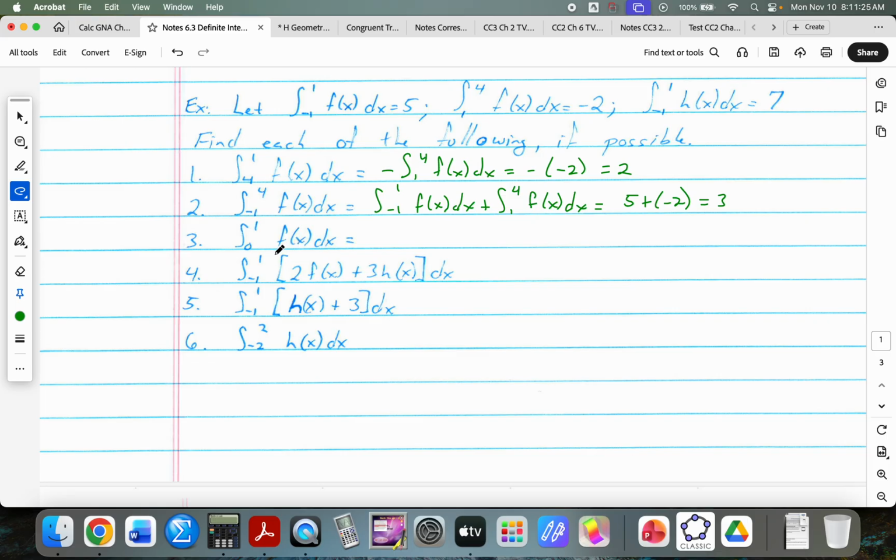All right, what about the integral from 0 to 1 of f of x dx? I know that the integral from -1 to 1 of f of x dx is 5. Does that mean that the integral from 0 to 1 of f of x dx is equal to 2.5? No, not necessarily, right? So this one is not possible.